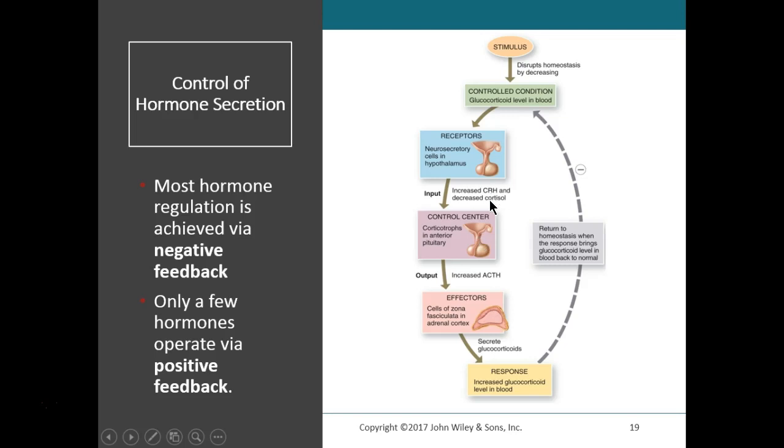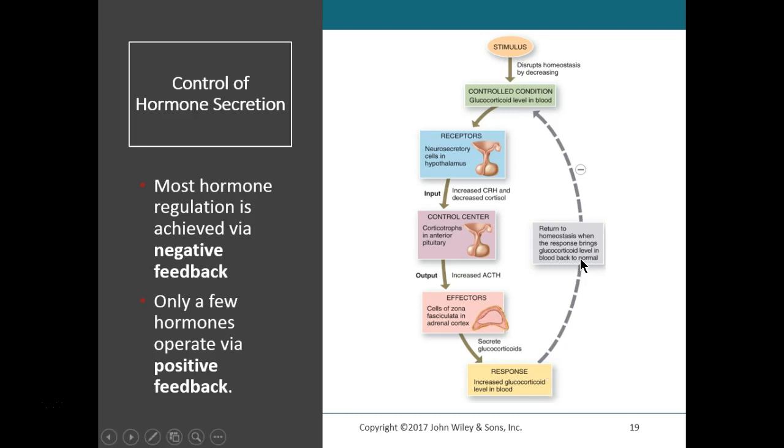back up. When our blood sugar levels drop, okay, the hypothalamus is going to release a controlling hormone, a releasing hormone that's going to target the anterior pituitary. The anterior pituitary is then going to release adrenocorticotropic hormone. That is going to stimulate the adrenal cortex to release glucocorticoids. Glucocorticoids are going to cause an increase in blood sugar by breaking down non-carbohydrates.